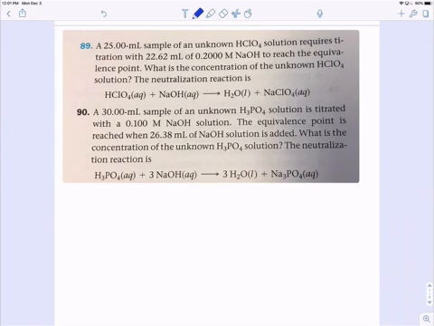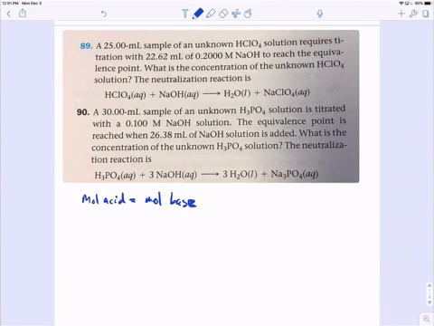So, titration problem. A 25 milliliter sample of unknown perchloric acid solution requires titration with 22.62 milliliters of 0.2 molar sodium hydroxide. What's the concentration of the unknown HClO4 perchloric acid solution? So when you do these, the idea is that the moles of acid equals the moles of base.